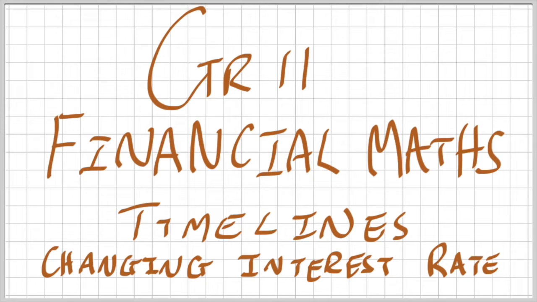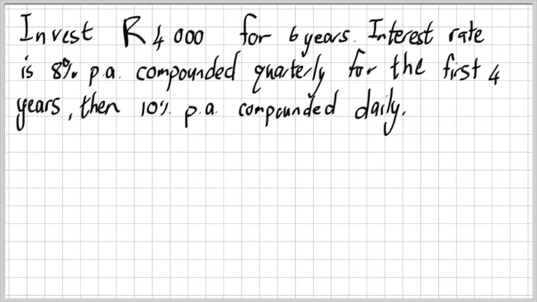Now, in this specific video, ladies and gentlemen, we are going to look at timelines, and timelines specifically meaning the changing of interest rates. In other words, you invest money for a certain number of years, and then halfway through, the bank comes and says, no, we're changing our interest rate. That is what we're going to look at in this video. So let's do an example, and I want you to try this example yourself before you let me do it.